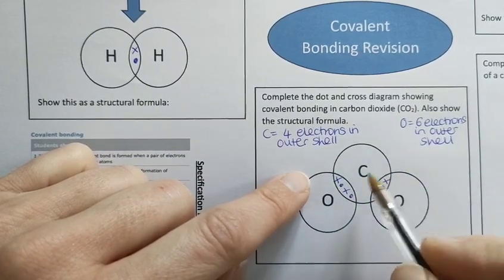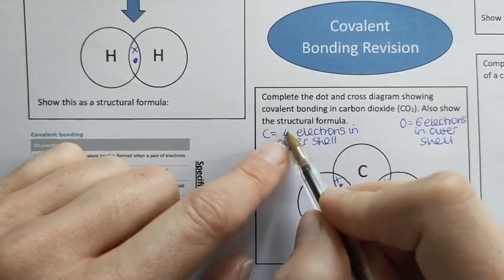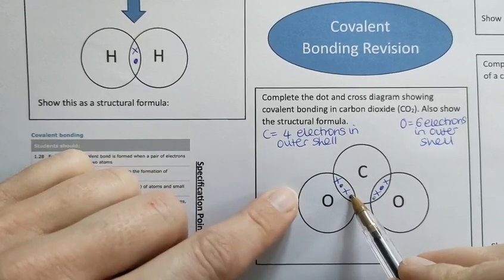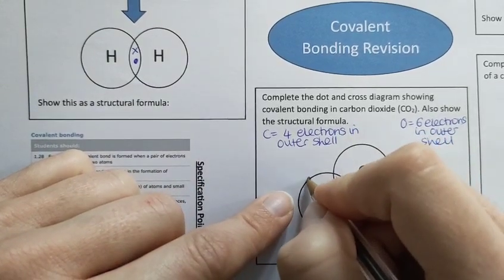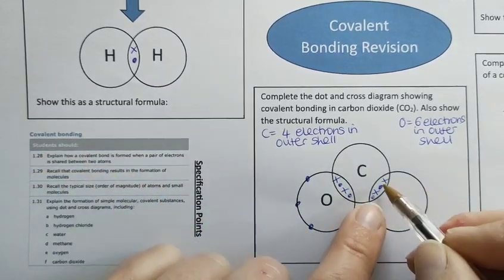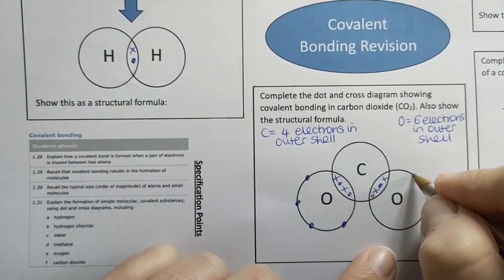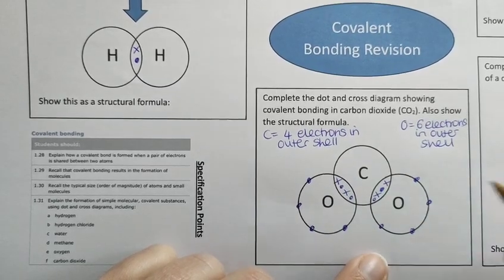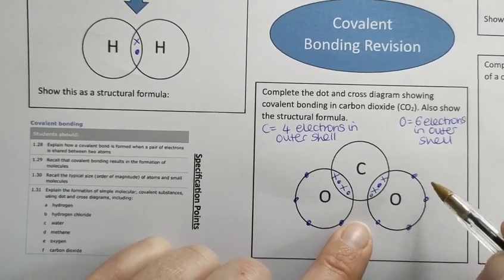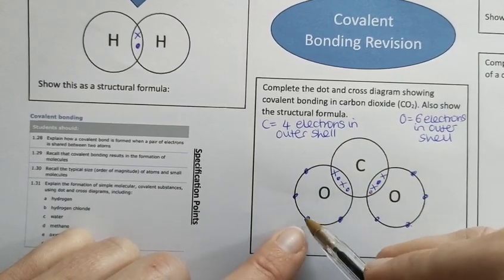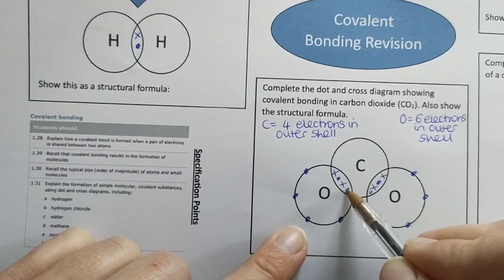So then I'm going to check my carbon. I've got 1, 2, 3, 4. That's the 4. And then oxygen needs 6. So I've got 1, 2 here. So I need to make 6. 3, 4, 5, 6. And then the same on this side. I've got 1, 2, 3, 4, 5, 6. So let's check how many we've got in total. 1, 2, 3, 4, 5, 6, 7, 8. Perfect. 1, 2, 3, 4, 5, 6, 7, 8.